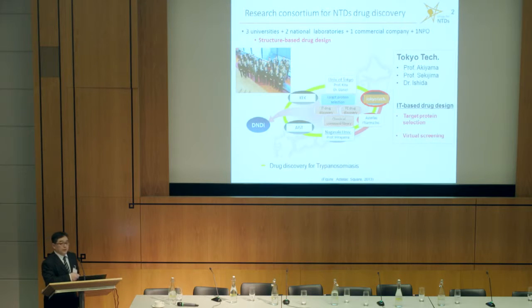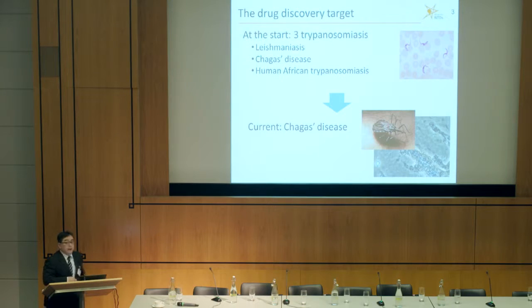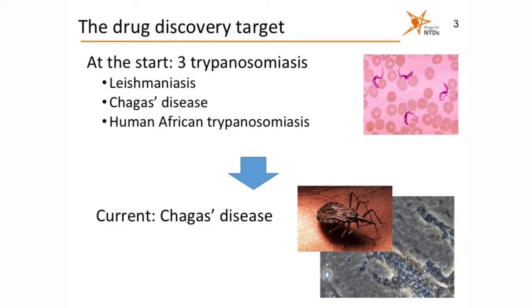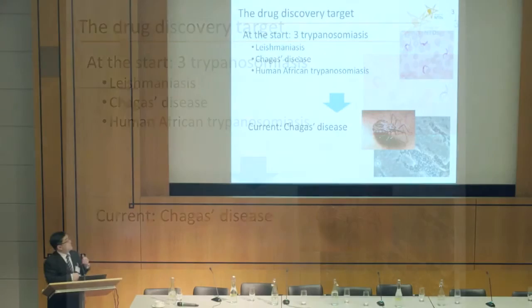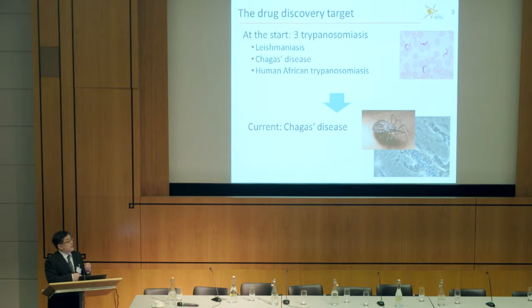The role of Tokyo Tech computing teams is 2 things. The first is target protein selection based on bioinformatics techniques. And second, virtual screening using our supercomputer environment. But today I will focus on the first one. When we started this activity, we did not set any priority among the 3 trypanosomiases. However, currently we are trying to focus on Chagas disease with gentle advice from the NDI. But very recently we found we are facing a kind of impact of this policy change. Maybe I will discuss later.